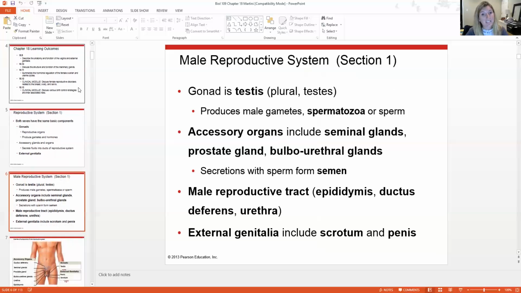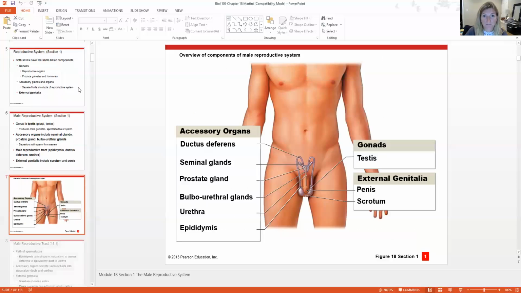The gonad is the testes in the male reproductive system, or the testis, which is the singular. This produces the male gametes, or the spermatozoa, the sperm. The accessory organs are the seminal glands, the prostate gland, the bulbourethral glands. These all have input into the semen. They all have secretions that go into the semen. The male reproductive tract includes the epididymis, the ductus deferens, which is formerly called the vas deferens, and the urethra. The external genitalia is the scrotum and the penis.